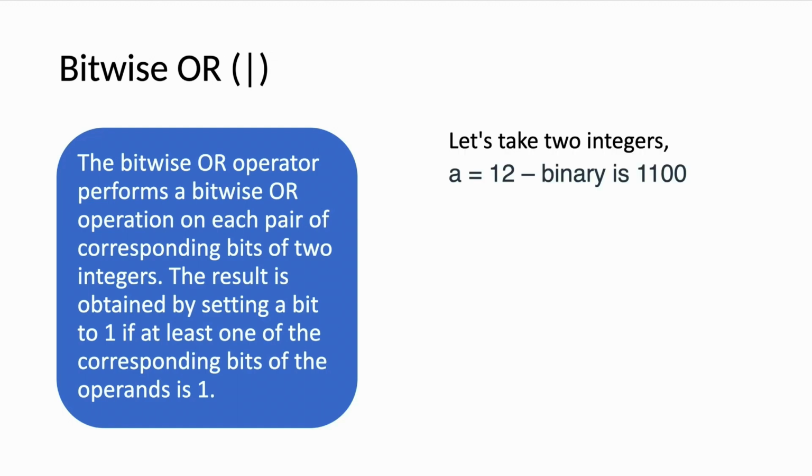Let us take the same set of numbers. We will store the number 12 in the variable a, and the binary representation is 1100, and then we take the number 7 and store it in the variable b, and the binary representation of 7 is 0111.